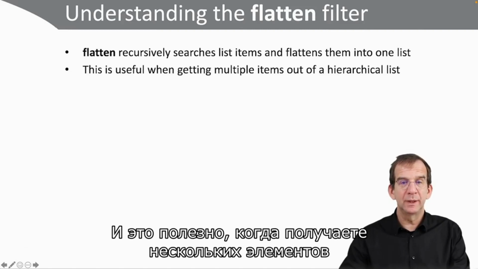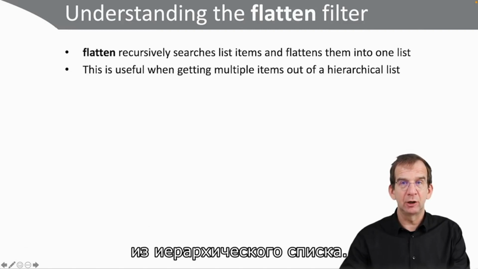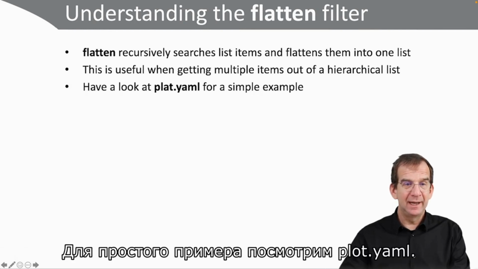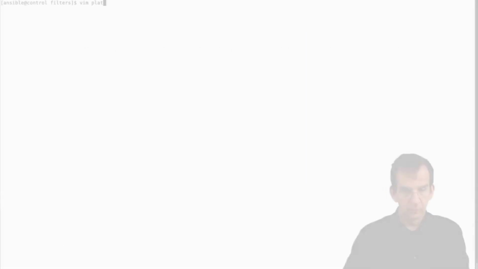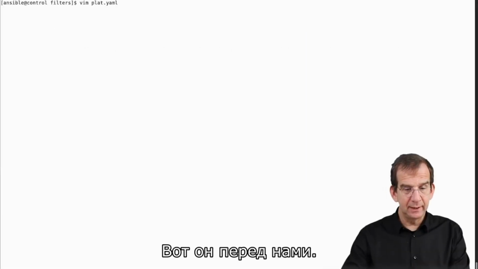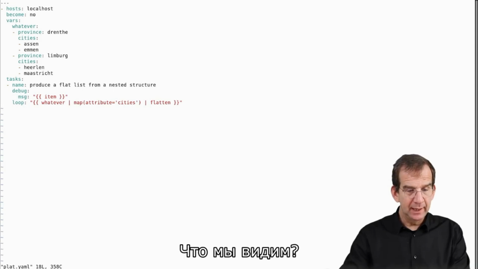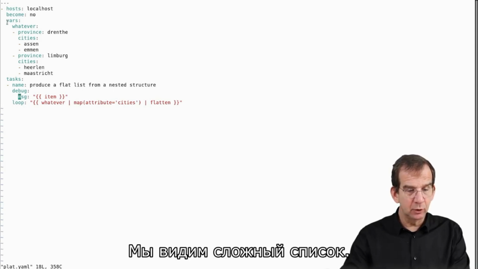And that is useful when getting multiple items out of a hierarchical list. And you can have a look at plot.yaml for a simple example. So here we have the example. And what do we see? We see a complex list.